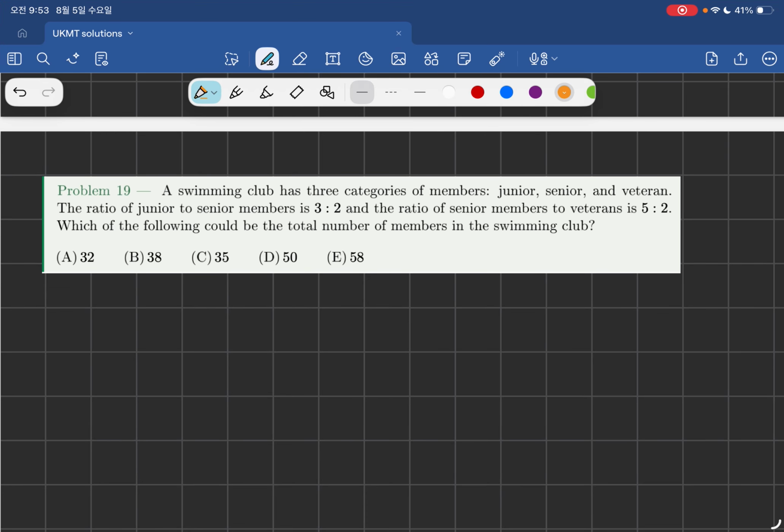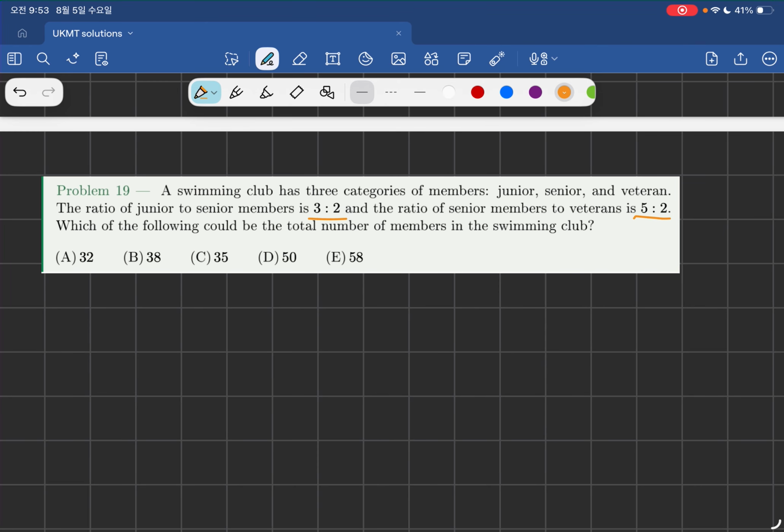Now, I want to combine these two ratios in order to find the total number of members. So I'm going to multiply the first ratio by 5, which is going to be 15 to 10. And then I'm going to multiply the second ratio by 2, which is going to be 10 to 4. Now, because the number of senior members is the same in both ratios, I can combine these two ratios. So it's going to be 15 to 10 to 4.